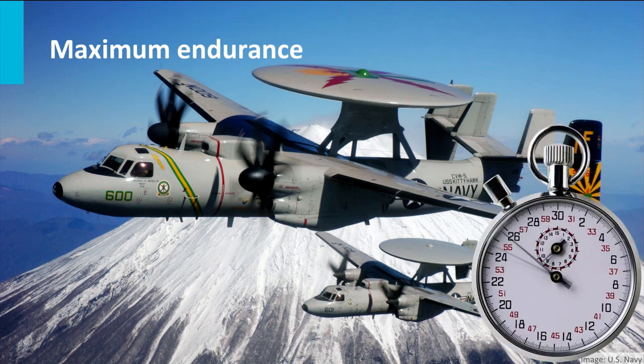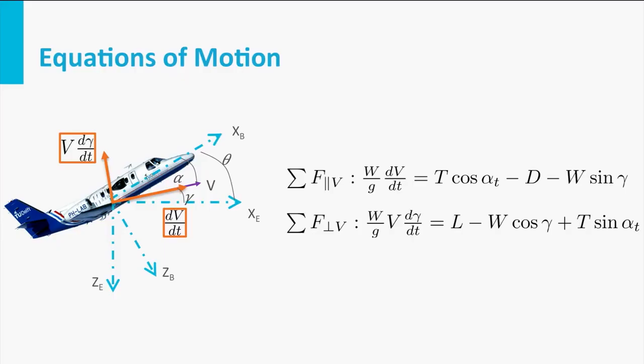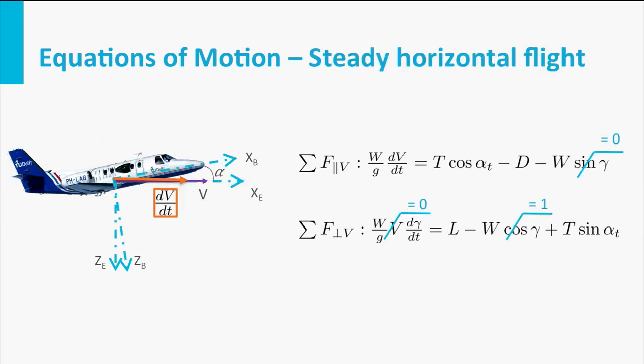Now, in all these situations, the aircraft is performing a quasi-steady, almost horizontal flight. In technical terms, this means, first of all, that the flight path angle gamma equals 0 and remains 0. And secondly, this means that the forward acceleration equals 0. Now, this greatly simplifies our equations of motion.